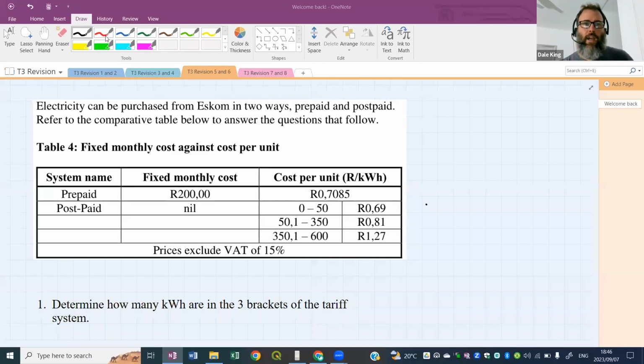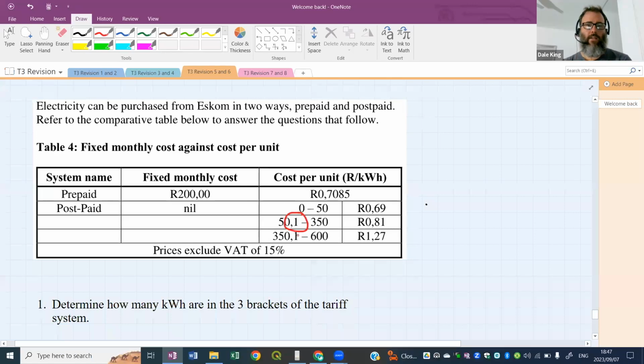Now, one thing I want to pay your attention to. One thing I want to draw your attention to. Look at what they do here. The first bracket says from 0 to 50 kilowatt hours. The next bracket starts at 50,1. Can anyone tell me why they started at 50,1?